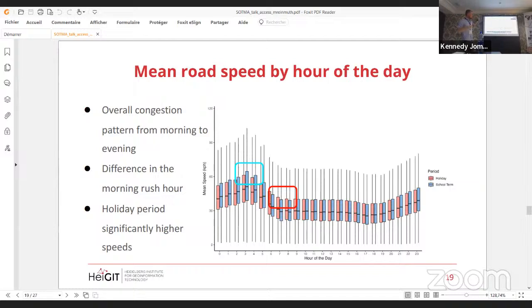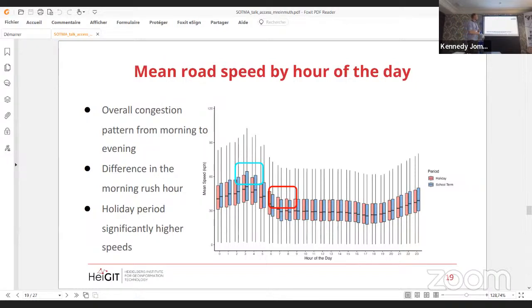So first we looked at the road speed by hour that Uber provides us on a certain road segment, as it is mapped in OpenStreetMap. And we compared how it changes for times of the year where school is in session and the holiday period.